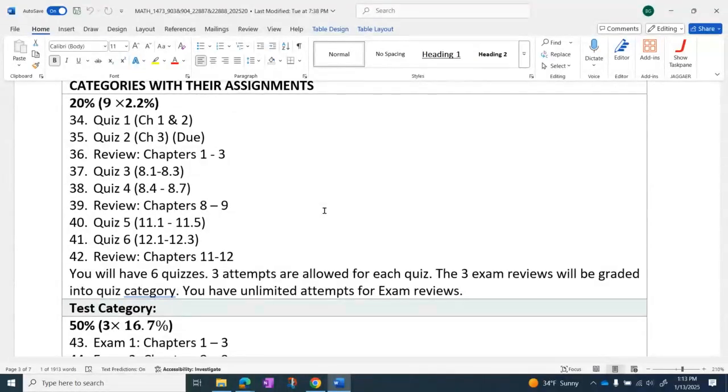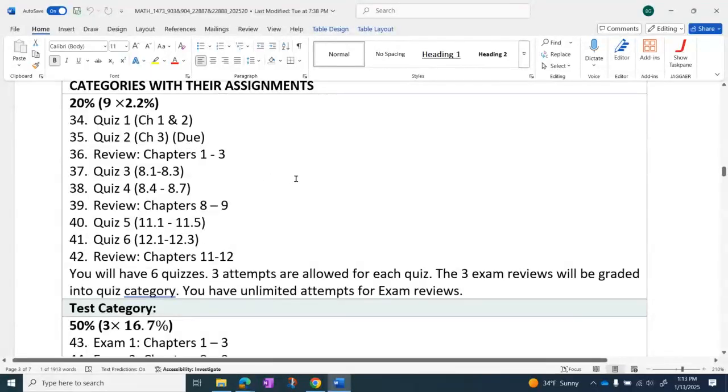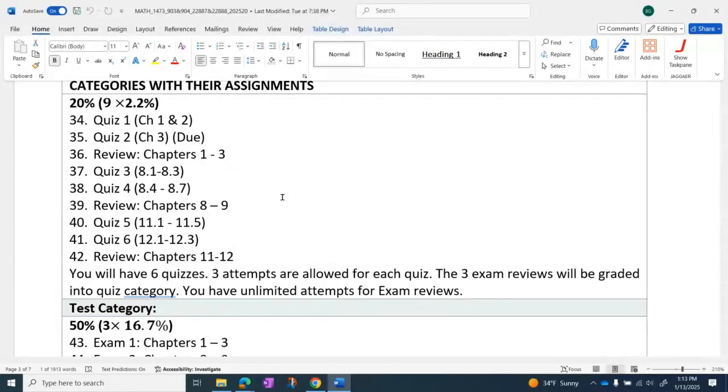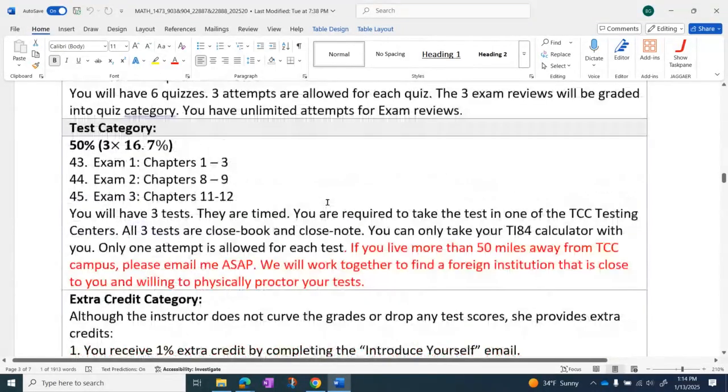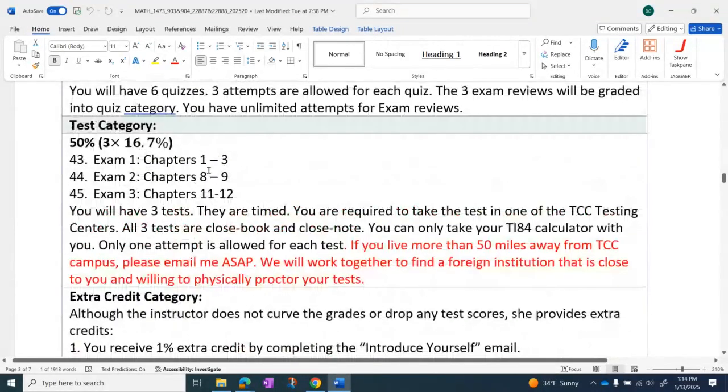It's really up to you if you can pass this course or not, because in order to pass the course, you need a 70%, right? And those are already 50%. Homework assignments and the quizzes, reviews, already 50%. It's open book. You have plenty of attempts. The only challenging category is the test category.